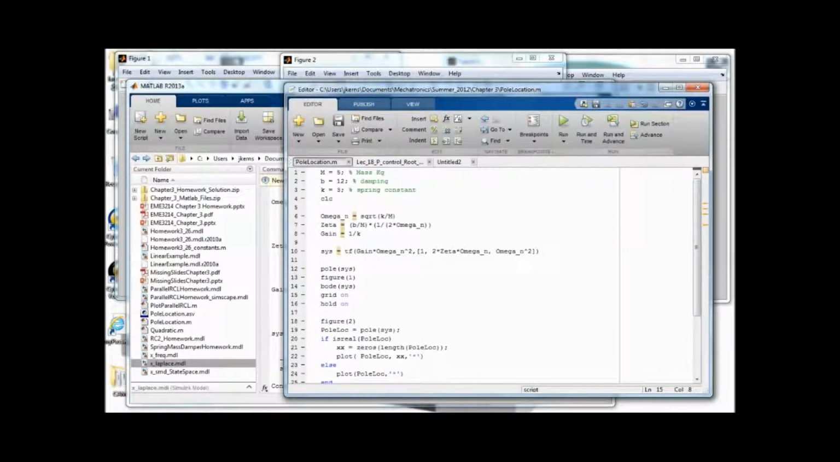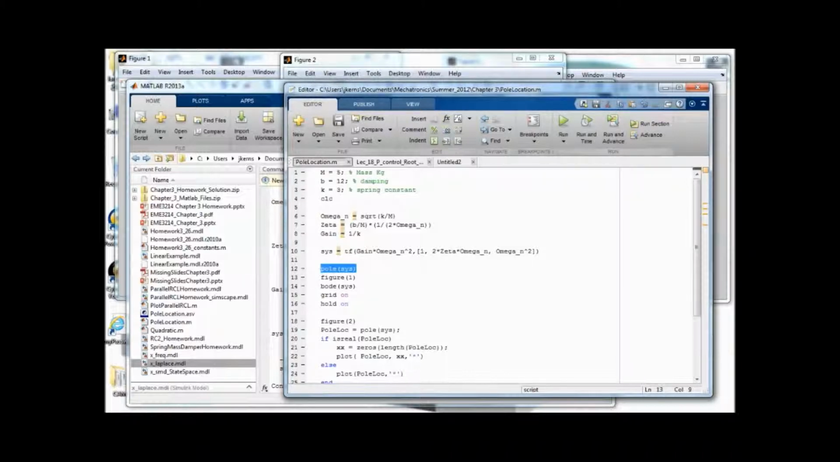Okay, here we have a script file I set up to do our spring mass damper. I'm giving it a mass here in kilograms, a damping coefficient, a spring constant. I can calculate the values for omega, zeta, and the gain if we want to put the transfer function in that form. I'm using the transfer function command here with a numerator and a denominator to create a transfer function, and we will display that in the MATLAB command window.